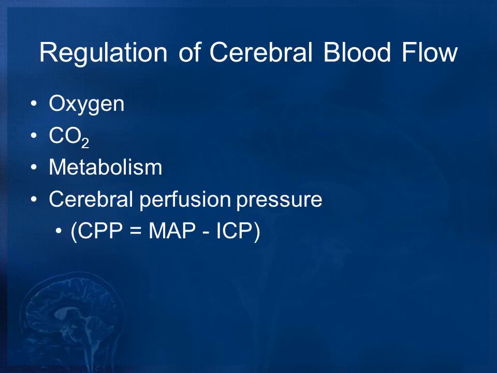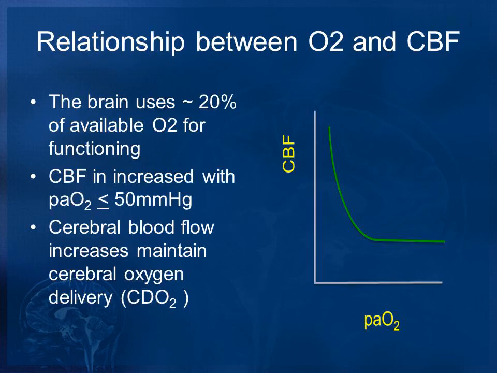Regulation of cerebral blood flow. Oxygen, CO2, metabolism, cerebral perfusion pressure. CPP equals MAP minus ICP. Relationship between O2 and CBF. The brain uses 20% of available O2 for functioning. CBF increases with PaO2 less than 50 mm of mercury. Cerebral blood flow increases maintain cerebral oxygen delivery, CVO2.